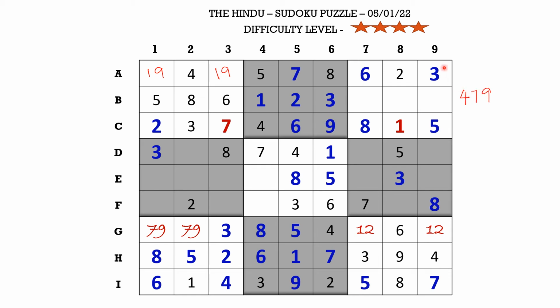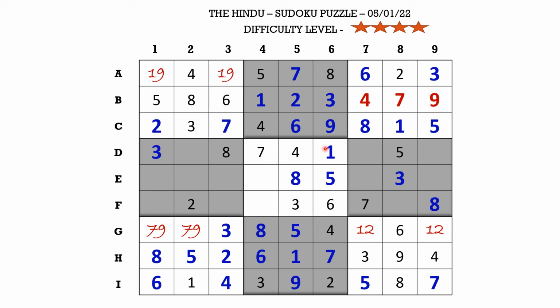In column 9, there is 4 and 7 here. So these 4 and 7 block this cell. So this cell B9 takes 9. Now the missing numbers are 4 and 7. So there is 7 blocking from here. So cell B7 takes 4 and B8 takes 7.